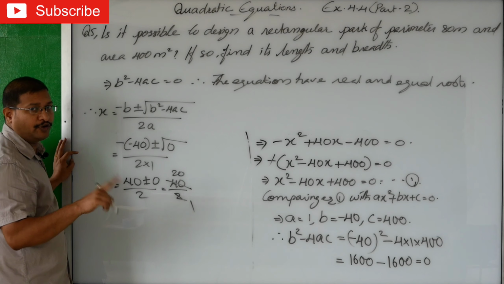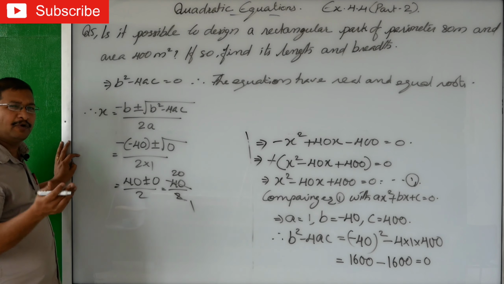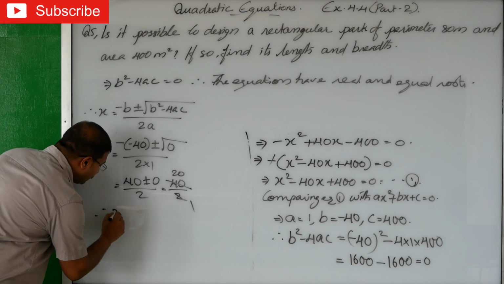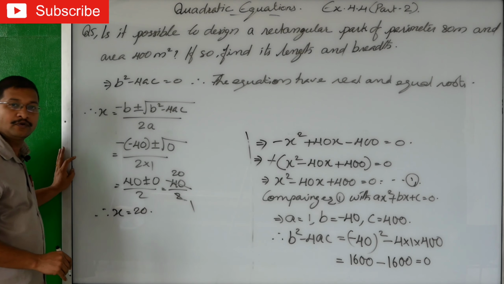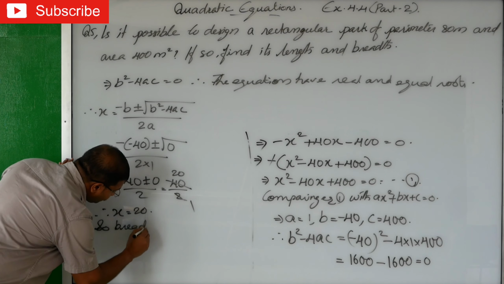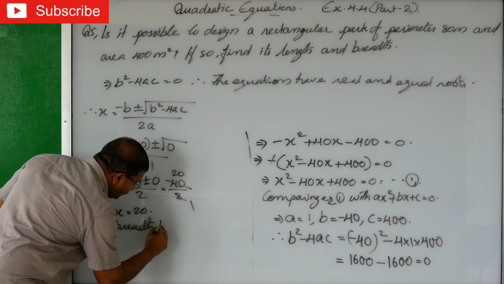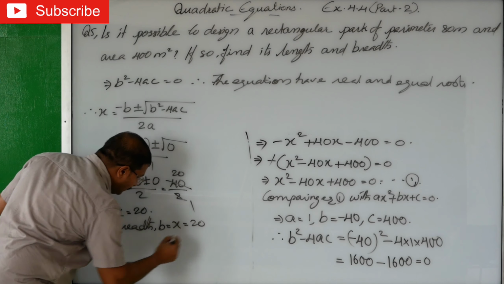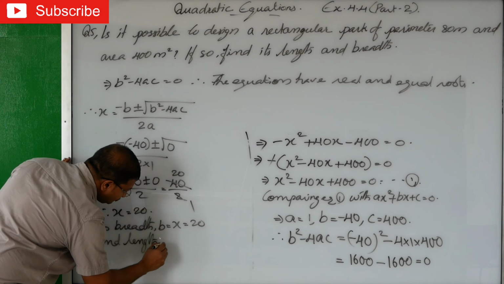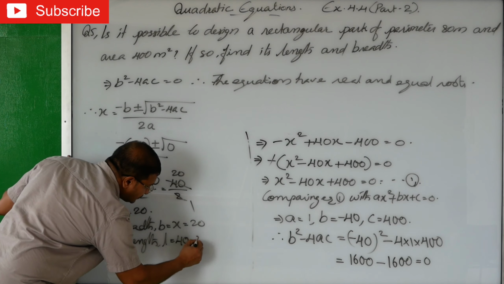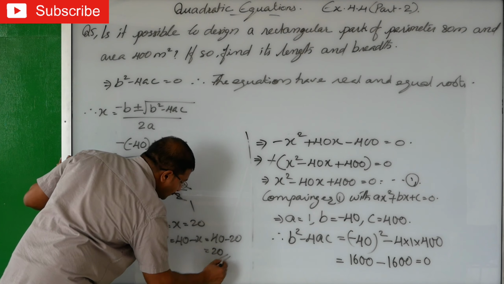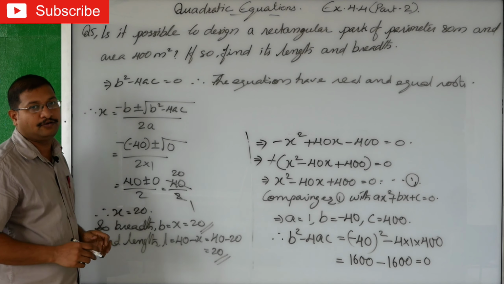One more time x equals 20. But since both roots are the same, x equals 20. Ready? So breadth b equals x equals 20 and length L equals 40 minus x equals 40 minus 20 equals 20. So the answers are 20 and 20.